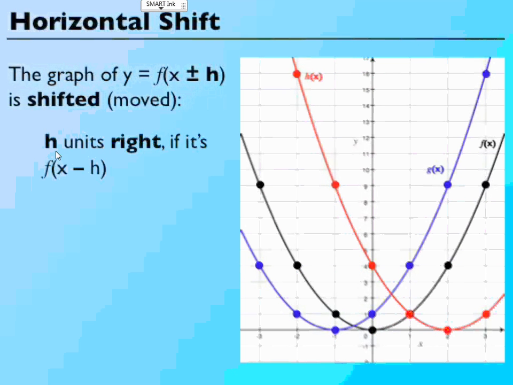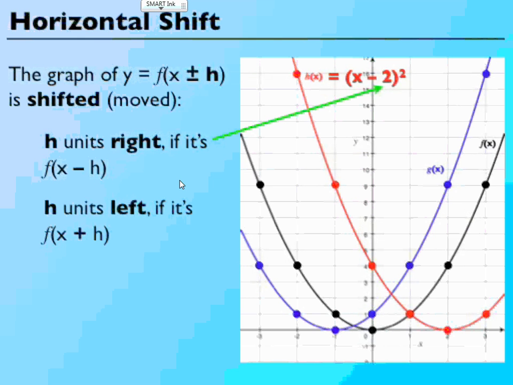Well, if it's x minus h, we go h units to the right. So if we subtract 3, we go 3 units to the right. If we subtract 10, we go 10 units to the right. It's just like the x minus 2 squared went 2 units to the right. Now it's h units to the left if we add h. So if it's x plus 3, we go 3 units to the left. If it's x plus 1, we go 1 unit to the left, just like when we had x plus 1 there.